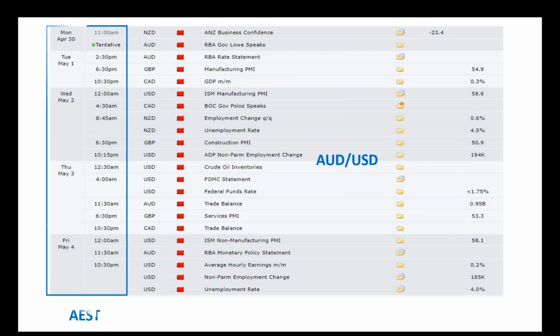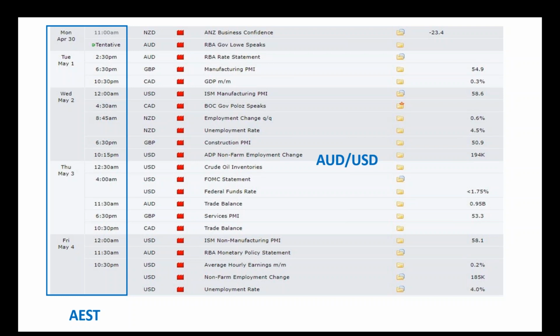The times that I'm showing you are in my local time, which is Australian Eastern Standard Time. So take note of that so that we don't get caught up in any trades that you do not want to be part of. Okay, that wraps up our summary for the week and the things to look out for.